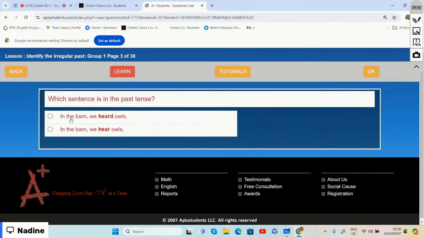All right, now do we say in the barn, we heard owls, right? Or do we say in the barn, we hear owls? We need to select or identify the irregular past tense within that sentence. Is it we heard owls or is it we hear owls? We need to choose the correct one.